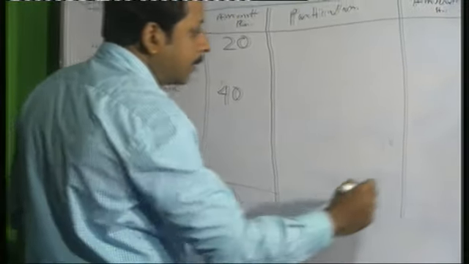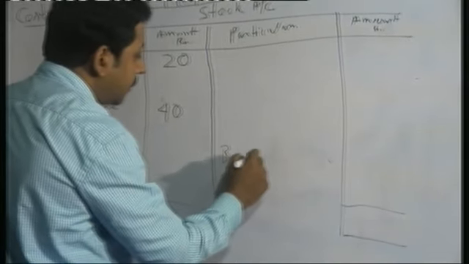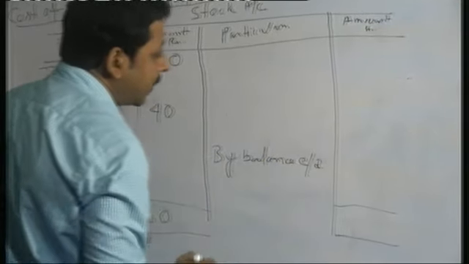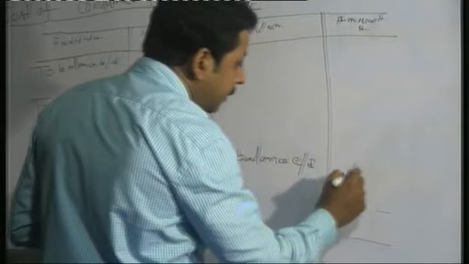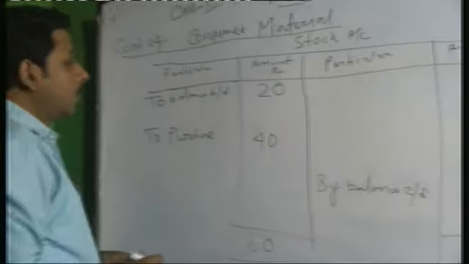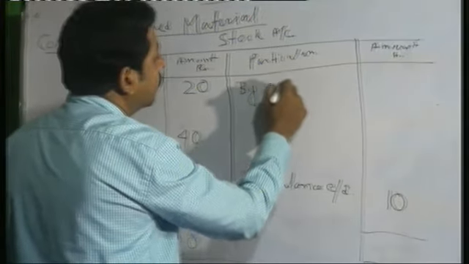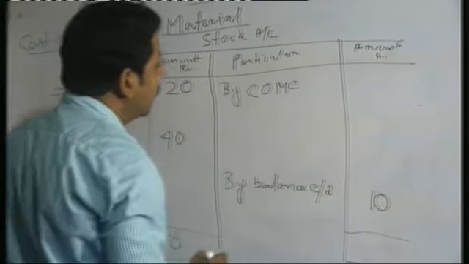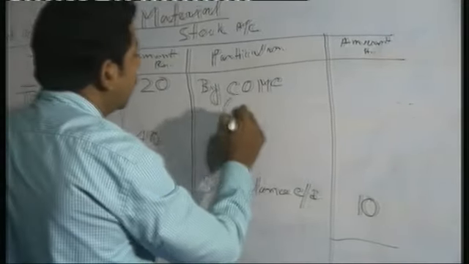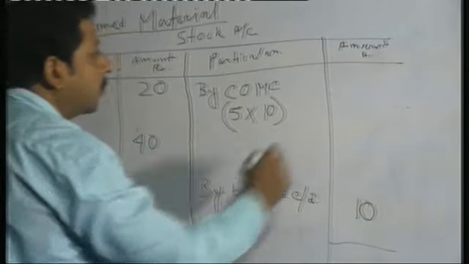And at the end of the day, in our story, there is 1 chocolate left. That means by balance c/d. This is the balance at the end of the day. This is 1 chocolate, rupees 10. So the balancing figure is by cost of material consumed. What will be the cost of material consumed? 5 chocolates we have consumed, and the rupees of each is 10. So this is 50.